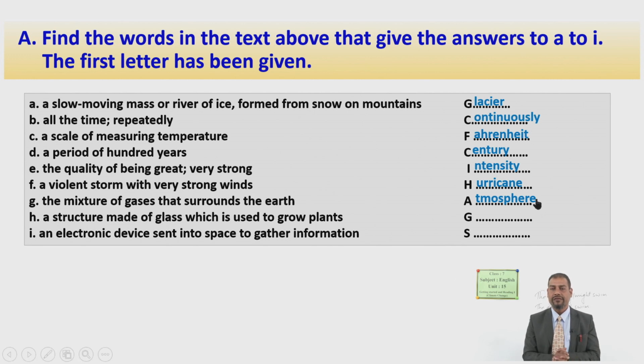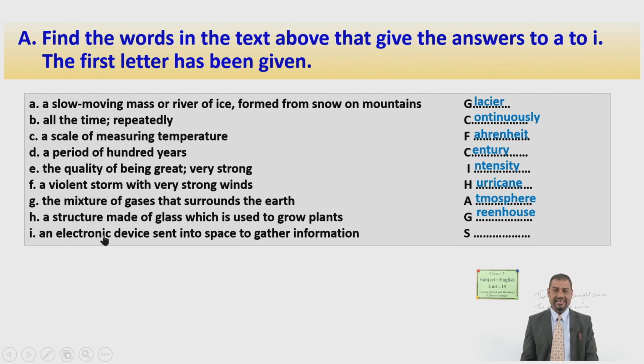A-T-M-O-S-P-H-E-R-E, atmosphere. Okay. Now next one, H: a structure made of glass which is used to grow plants. I have shown you the picture. That is, you know, to keep warmer. So what's the correct word? You are right. That is greenhouse. G-R-E-E-N, green, H-O-U-S-E, house, greenhouse.